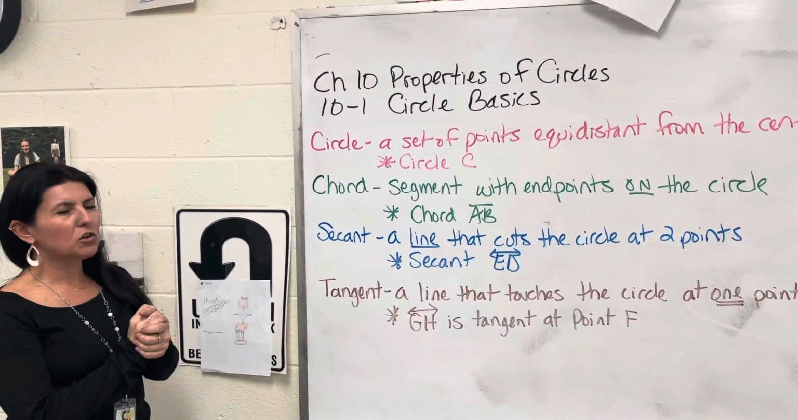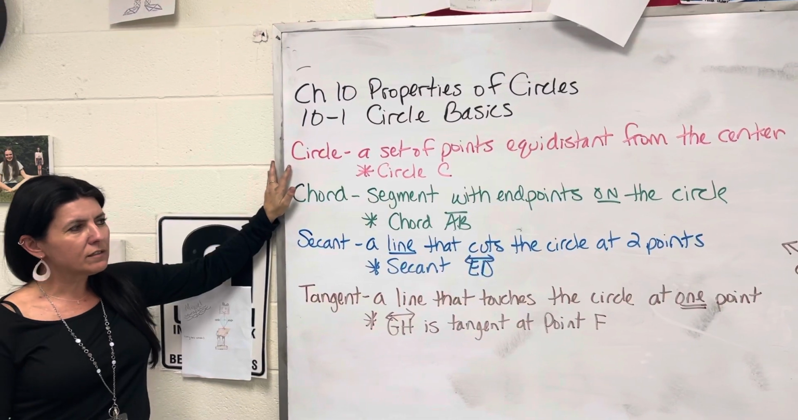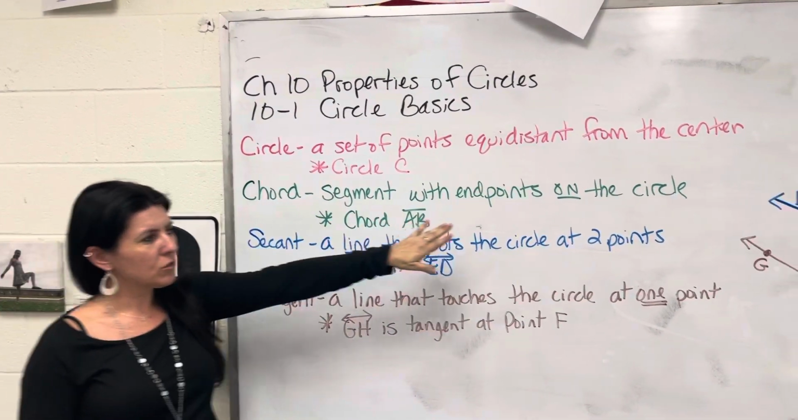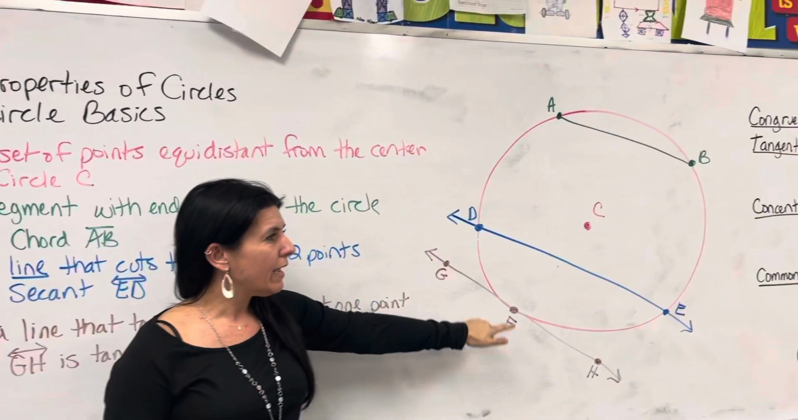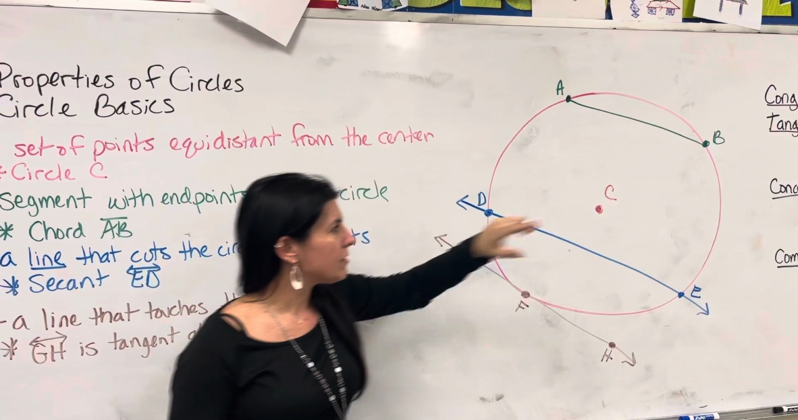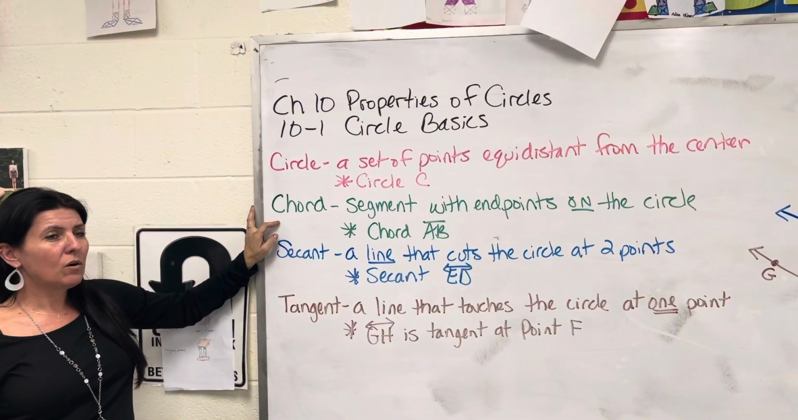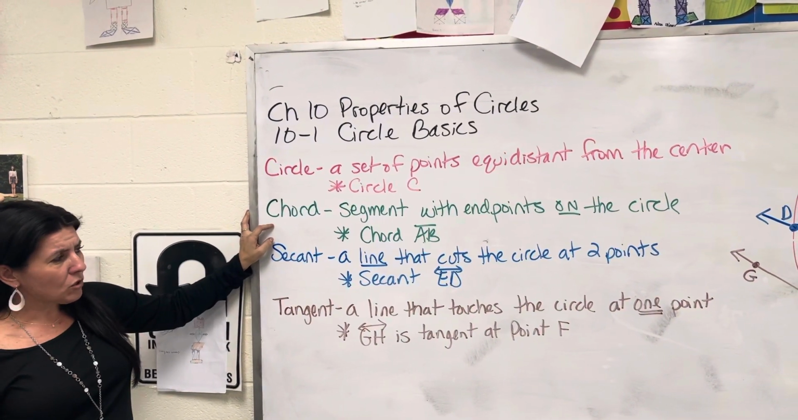Okay, chapter 10, circle basics, lots of vocabulary. So a circle is a set of points equidistant from the center. In my picture over here, we have circle C. It's labeled with the dot in the very center, and it's labeled with a capital letter, so that's circle C. A chord is a segment with endpoints on the circle, and in the picture, it's chord AB.